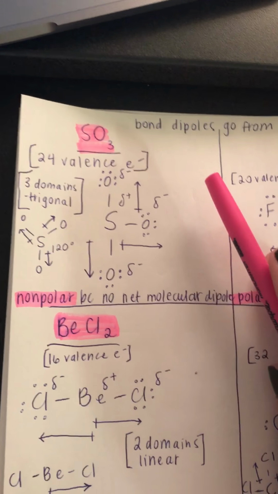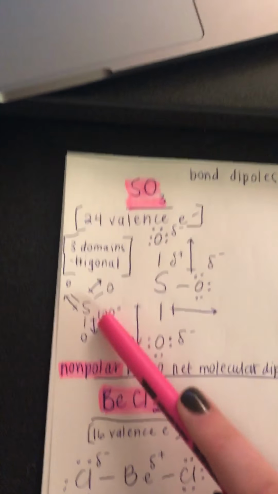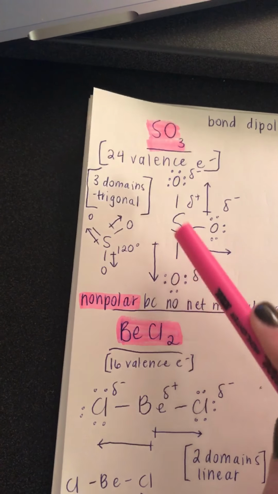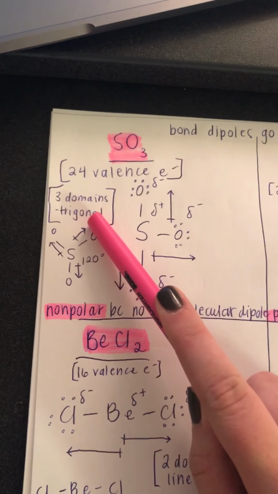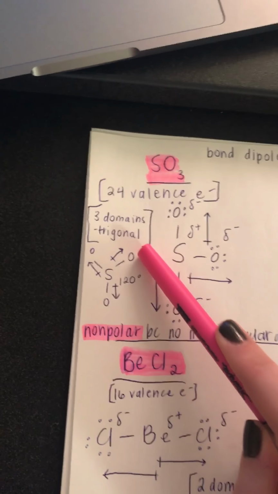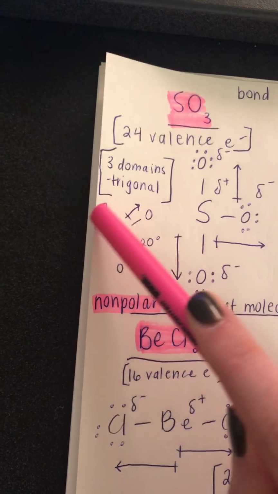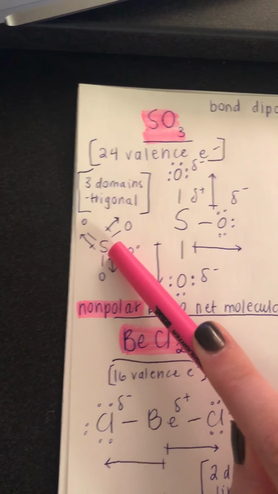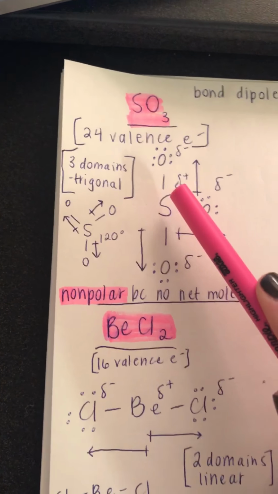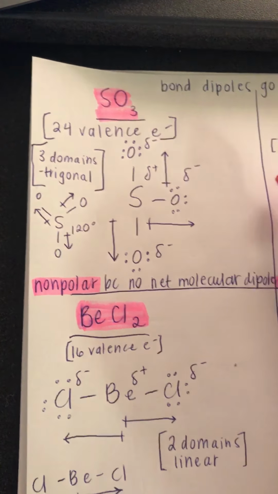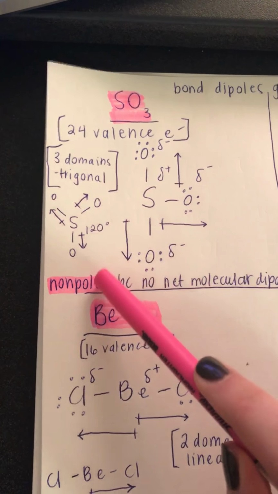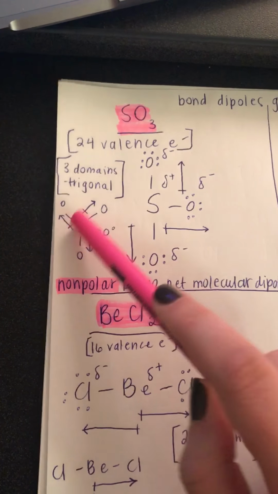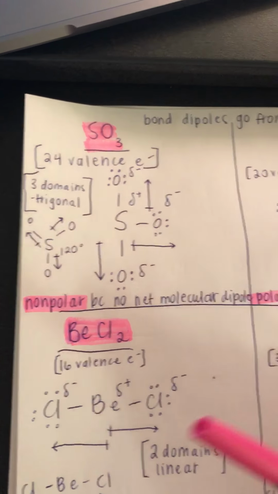So next we're going to want to draw your molecular geometry. So what we have here is 3 domains, 1, 2, 3, and that means that the molecular geometry is going to be trigonal. So you can draw that here, 1, 2, 3, add your bond dipoles here, here, and here, and that's going to be 120 degrees. So we know that this molecule is going to be nonpolar because there's no net molecular dipole, because all 3 of these are equal and cancel each other out.